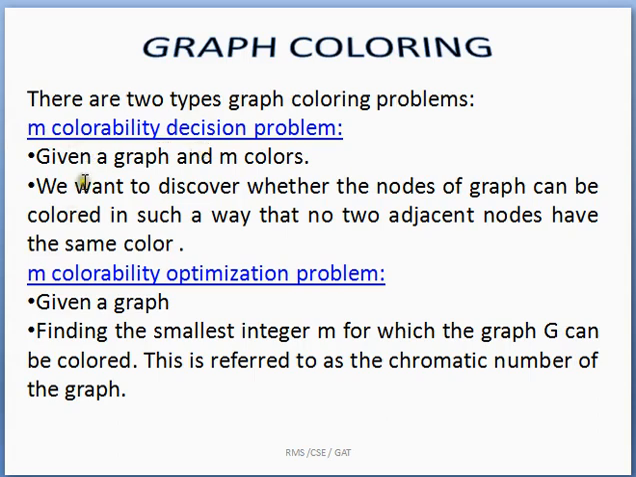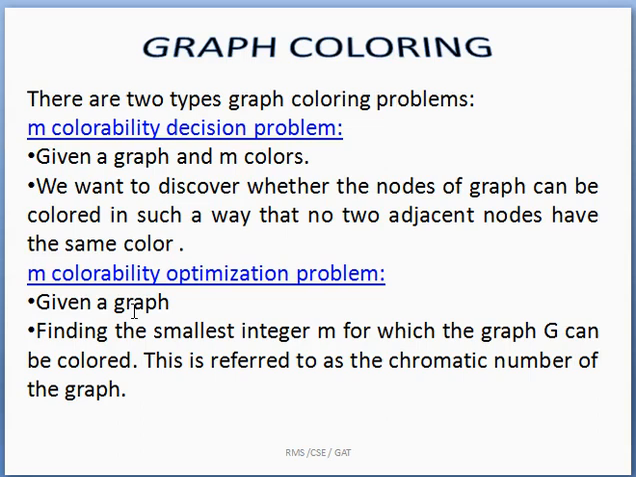Here they will be given a graph and M colors, and we need to discover whether it is possible to color the given graph properly using only these M colors. Properly coloring means we have to color such that no two adjacent vertices share a common color. The second type of problem is the M colorability optimization problem. Here they will be given just a graph, and we need to find the minimum number of colors required to color this graph properly, and that minimum number of colors is referred to as the chromatic number.